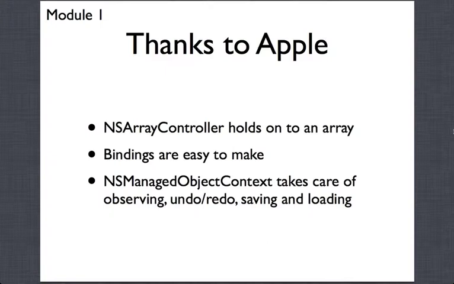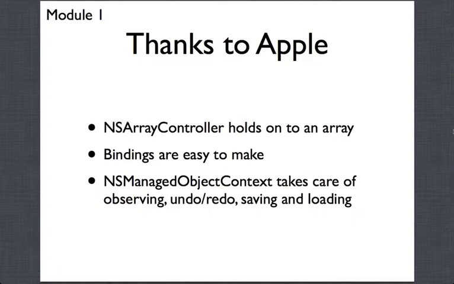So there are three things that are mostly important in this lecture. And first two are familiar to you from the last lecture. We have an NS array controller, and that is a gateway to the array, to the collection of objects we're going to use. We have bindings, and those were easy to make because we didn't write any code to connect different pieces from interface and the model.